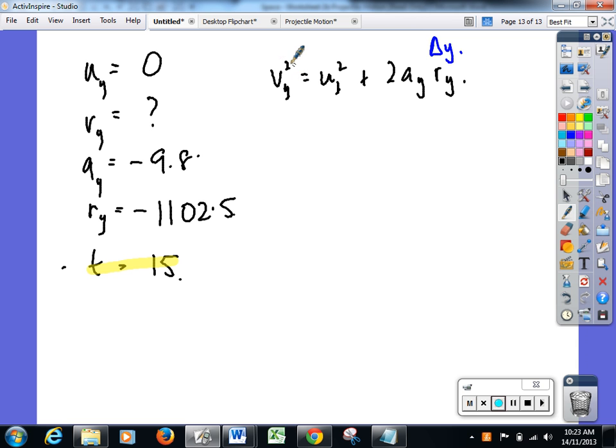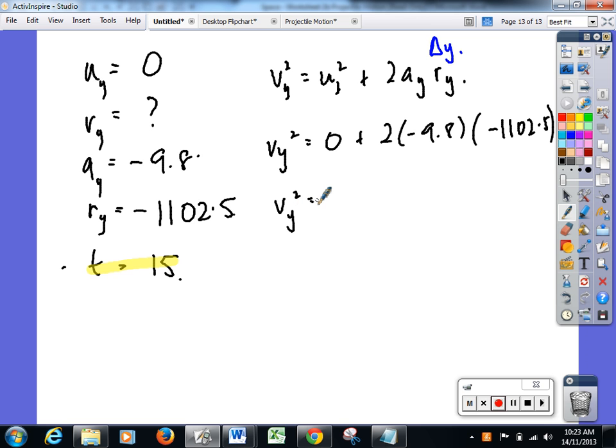Shoving in the numbers, this is what we're trying to find here. So Vy squared equals 0 plus 2 times negative 9.8 times negative 1102.5. So Vy squared equals 21,000. Now, we need to do what to do this? Right. Now, Vy squared would equal plus and minus this time.